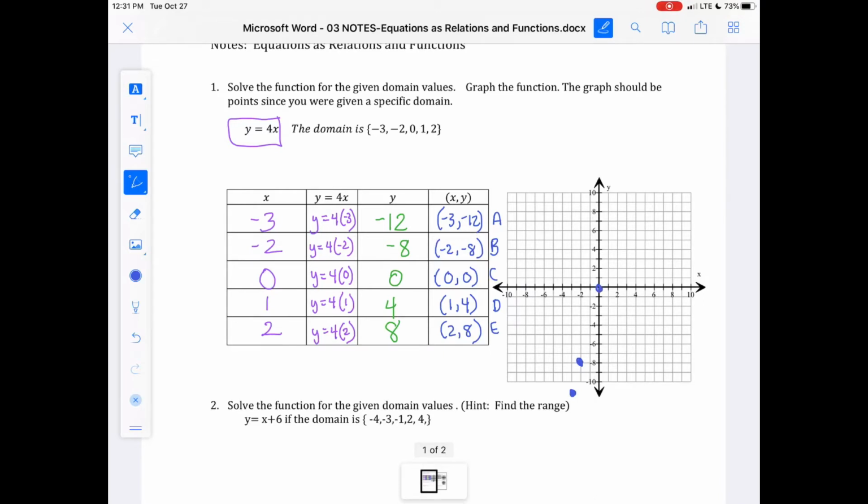0, 0 would be right here. That's the origin. And the next coordinate is 1, 4, to the right 1 and up 4. And lastly, 2, 8, over 2, up 8. And you notice because our domain are just specific points, this would be the graph of our function.